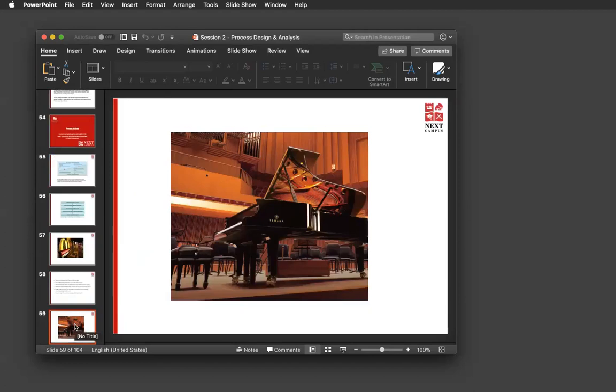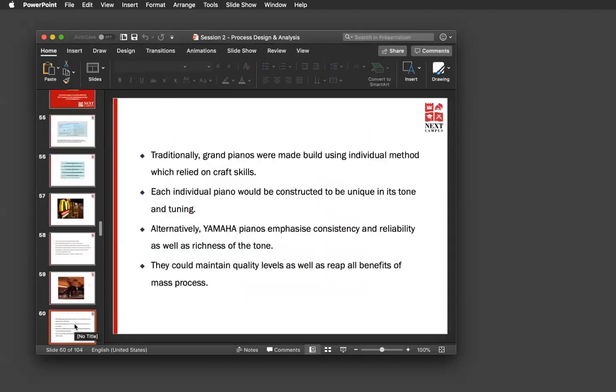Now, grand pianos. Traditionally, grand pianos were built using individual methods which relied on craft and skills. A long time ago, it was handmade. It took ages to build a grand piano. But Yamaha used automation to build grand pianos, and their consistency was in the tones.